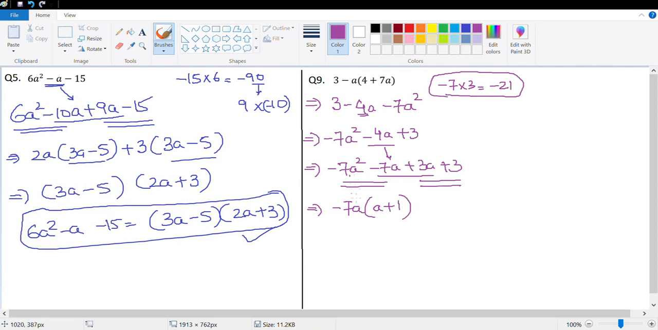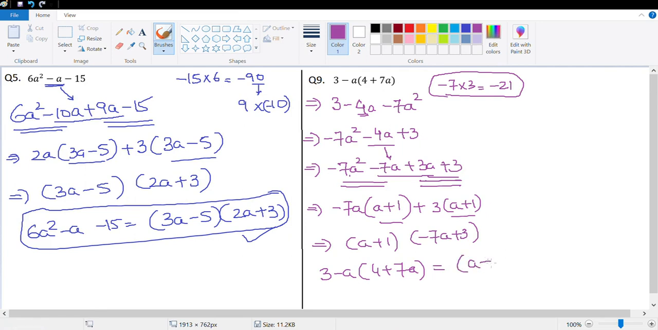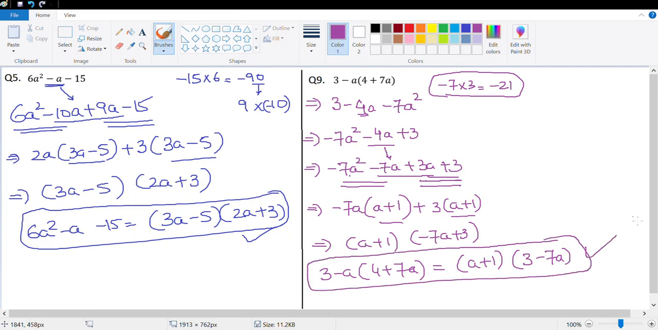Negative 7a square minus 7a. What's common between the second two elements is 3. So a plus 1. Now a plus 1 is common. What it gives me is a plus 1 times negative 7a plus 3. So I can finalize my answer as 3 minus a times 4 plus 7a is equal to a plus 1 multiplied with 3 minus 7a. Yes, that's the final answer.